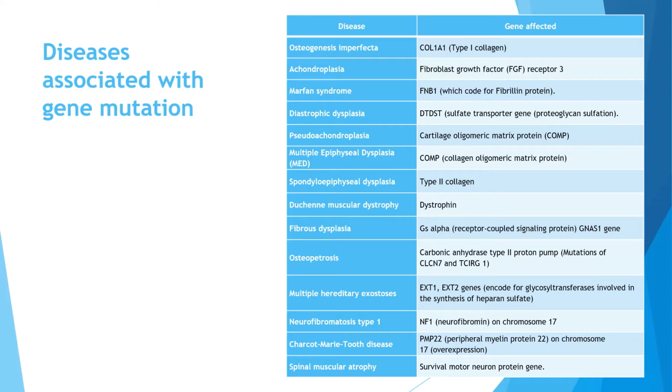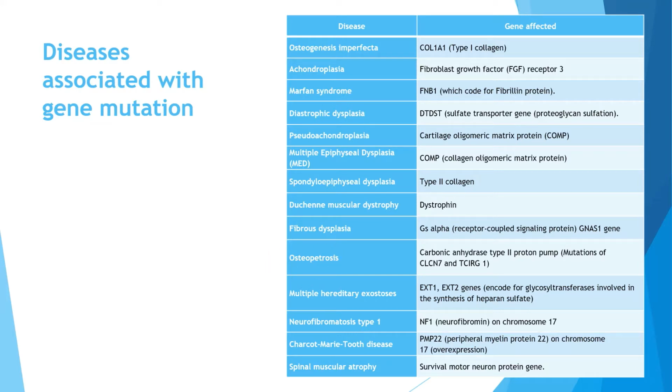Fibrous dysplasia, it is the GS alpha gene, which is the receptor for the coupled signaling protein. It's called GNAS1 gene. This is, or sometimes comes with the GS alpha. Fibrous dysplasia commonly comes in the exam. What is the gene affected in it? So it's the GS alpha.